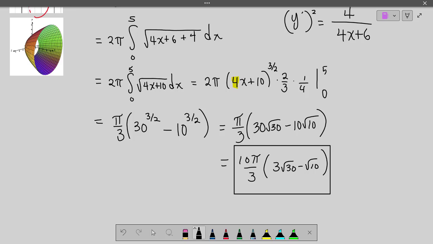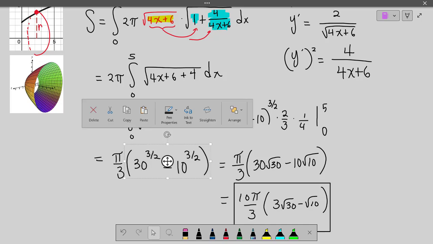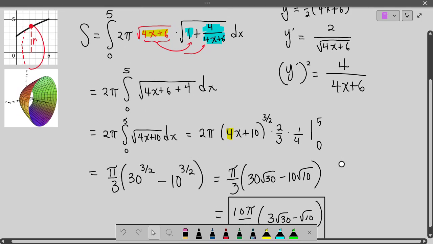All right, any questions on any of those steps? You said simplifying to pi over 3 times 30 to the 3 halves, and that's fine? Totally fine. Yeah, that would be fine on a test. Yep, for sure.